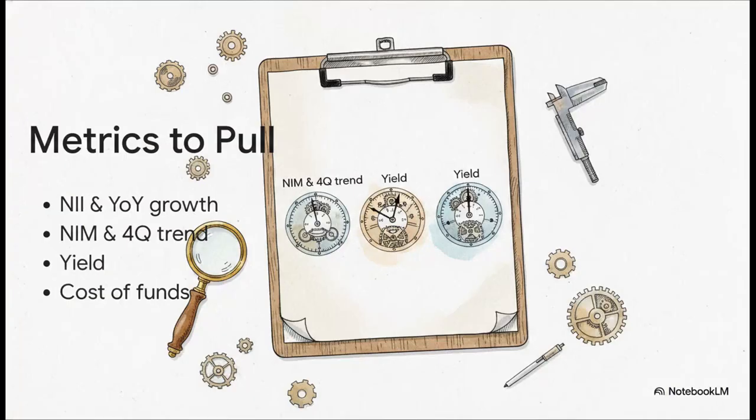So, to run this diagnostic properly, our source checklist demands you pull these exact, specific metrics from the filings. First, grab the net interest income and its year-on-year growth. Second, get the net interest margin and its 4-quarter trend. And finally, to really understand the why behind those numbers, you absolutely need the yield on advances and the cost of funds. Getting this specific data paints an unambiguous picture of the engine's health.